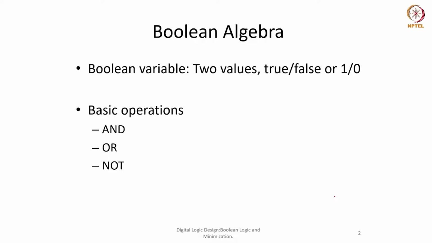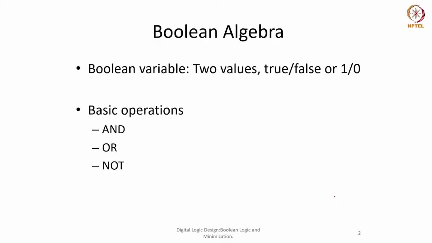So we'll start in this module with the understanding of what Boolean algebra is and what kind of operations we can perform on these Boolean expressions or Boolean variables. Boolean algebra was essentially an algebra invented by George Boole. At that time, he considered two values: true and false.